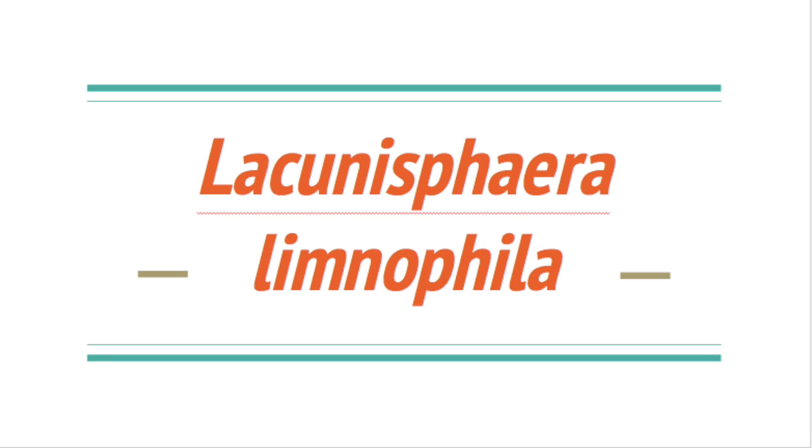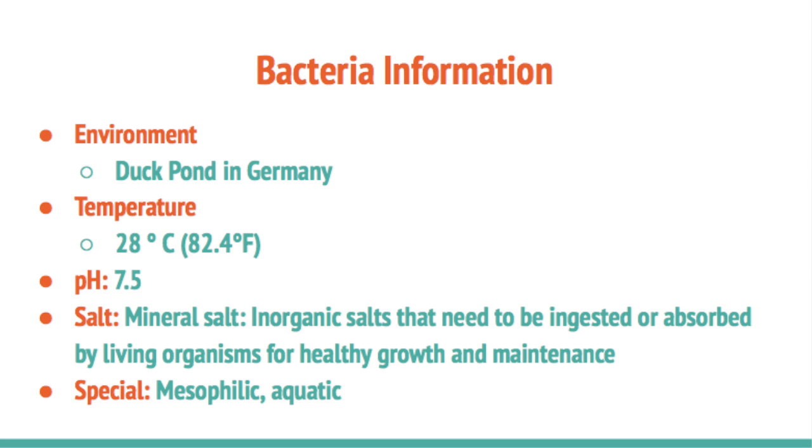Hi, my name is Keili, and I'm going to be talking about Lacunasphaera limnophila. The environment that this bacteria is grown in is duck ponds in Germany, specifically in Wolfenbüttel, Germany, and the temperature that this bacteria grows the best at is 28 degrees Celsius, which converted to Fahrenheit is 82.4 degrees. The pH of this bacteria is 7.5, meaning that this bacteria is slightly basic.